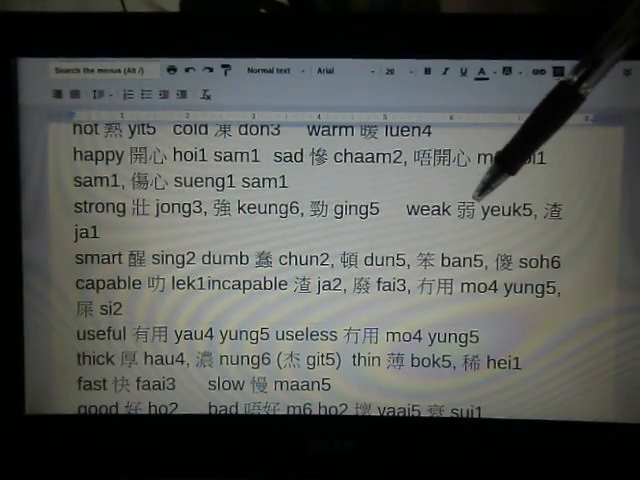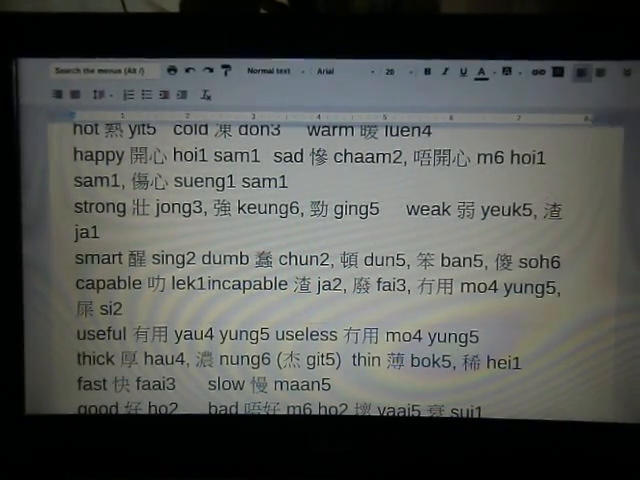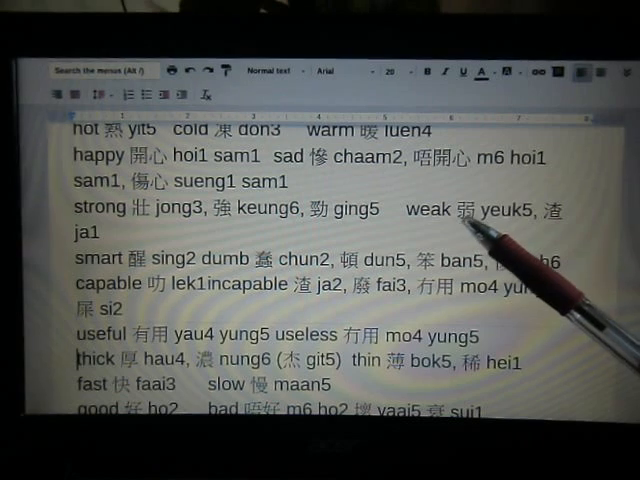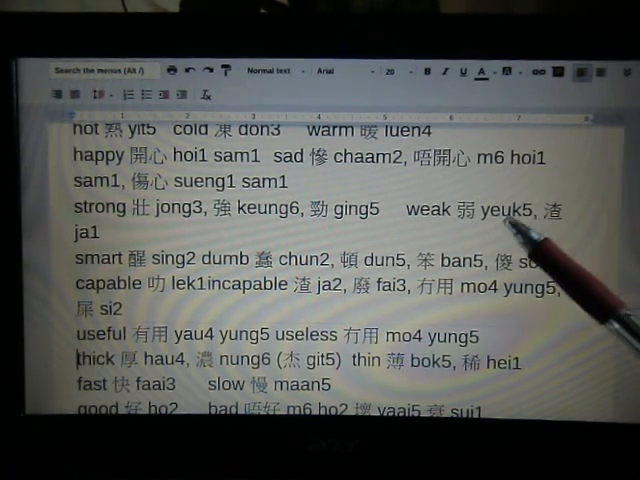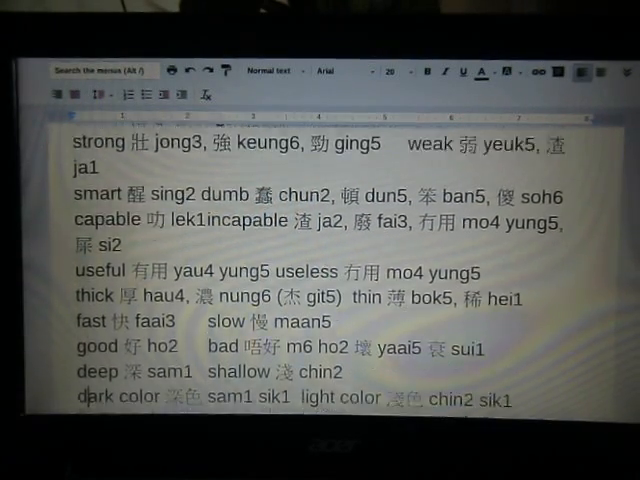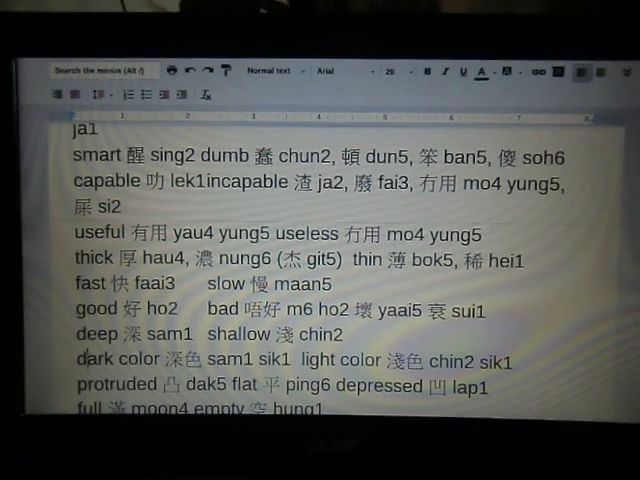And then for weak we have other words. For example 弱 or 渣. 渣 is actually not a Chinese word. 渣 is very Cantonese because Mandarin people, they never use 渣. They don't understand this word at all. So 弱 or 渣. 弱 can also mean physically or your health being very weak. And then 渣 is your capability is not very good. I mean, you don't really have strong capability or strong body, 渣.